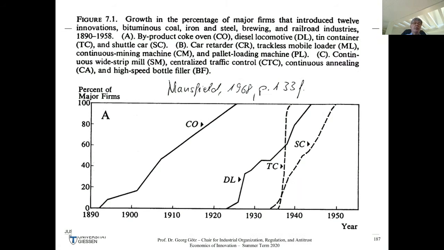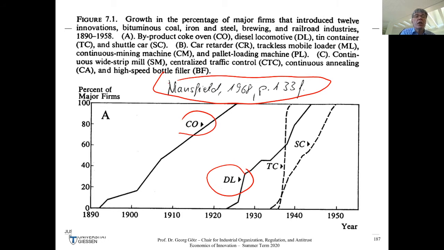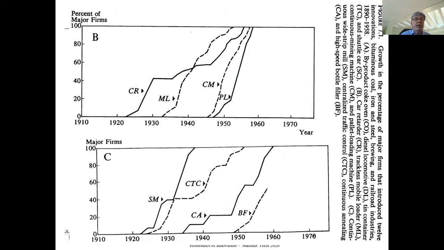The second study, and I want to give you an overview of many industries here. This is from an article by Mansfield in 1968. He just looked into the diffusion curves for many different technologies, like here coke oven, like the diesel locomotive, the tin container, and so on. Whatever continuous annealing is, I think in German it's Bandglühanlage. I don't know what that is, but bituminous coal would be Fettkohle. But anyway, these are important innovations.